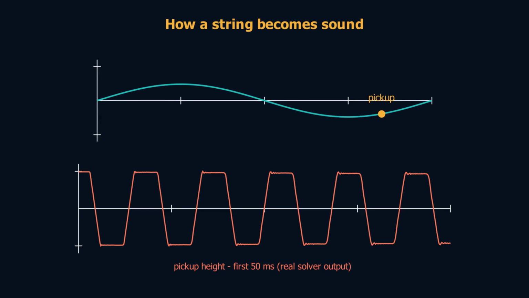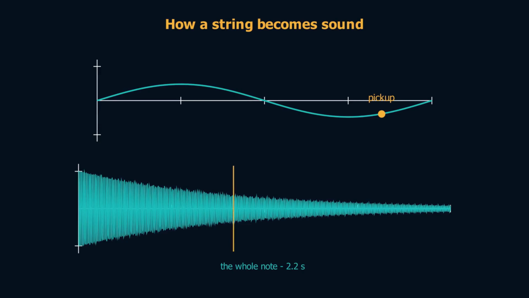And here's the punchline: a list of 44,000 numbers per second is digital audio. There's nothing to convert. The simulation output is already a sound file. So let's do exactly that. The whole note, 2 seconds of it, written to a WAV file, and played. Watch the cursor, you are hearing this exact curve.